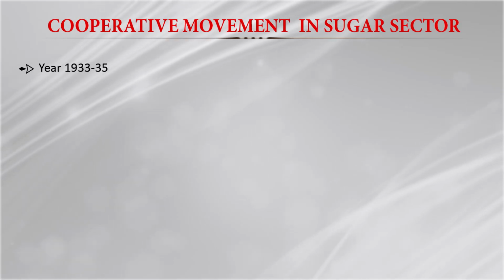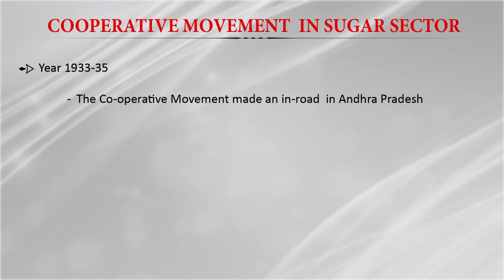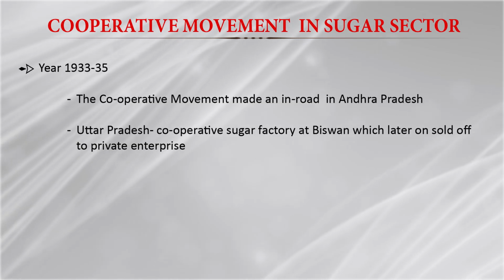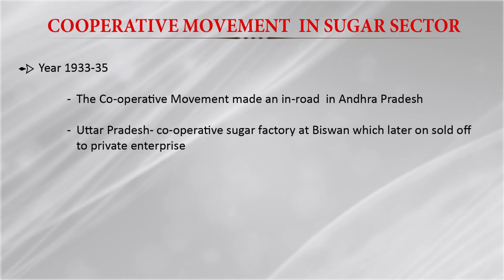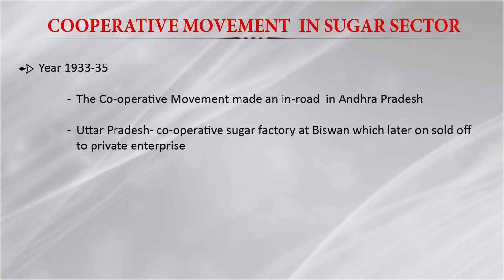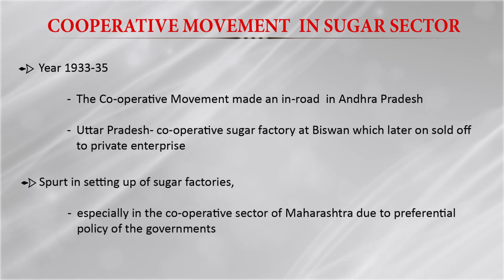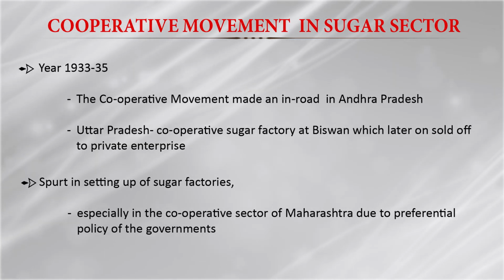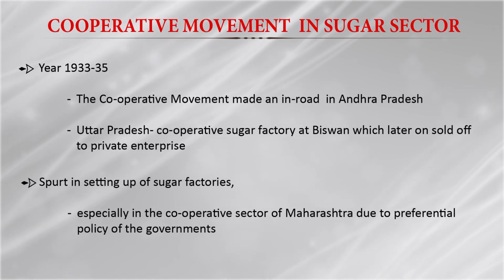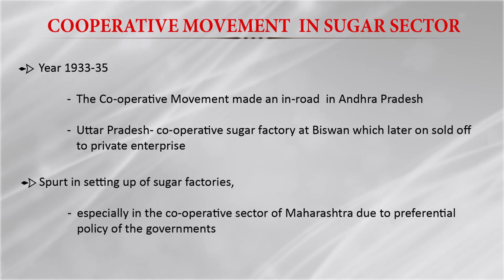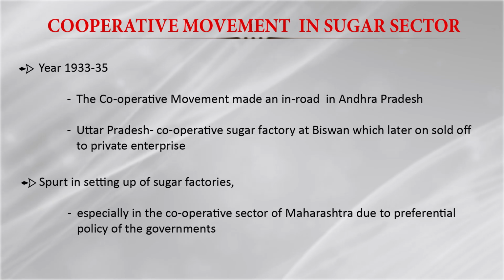Then the cooperative movement in sugar production started in the year 1933-35, and the cooperative movement made inroads in Andhra Pradesh and also Uttar Pradesh at that time. The first sugar factory in the cooperative sector was established in Bisalpur, and was later sold to a private enterprise. But after that there was a spurt in the establishment of cooperative sugar factories, particularly in Maharashtra, due to the preferential policy of the Government of India in setting up cooperative sugar factories to meet the domestic demand for sugar in the country.